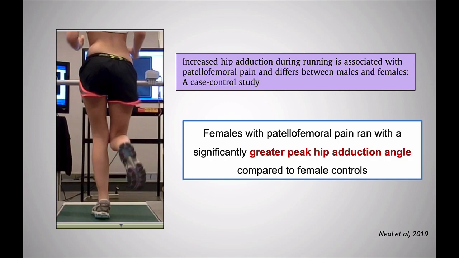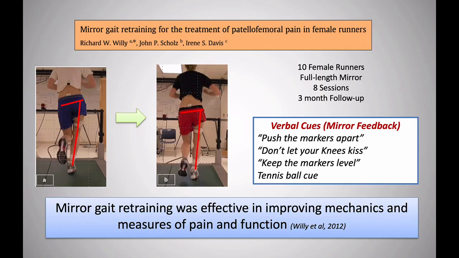And we got a fantastic study here from Rich Willy from 2012, where he did mirror gait retraining. Looked at in front of the mirror. He took 10 female runners, full length mirror, 8 sessions, and these are the cues he used. Push the markers apart, keep the markers level, and sometimes they use things like don't let your knees kiss, push out open. So before retraining is this, and after retraining is that. So you can see how the running retraining has made a big difference in how you open up their knees and reduce hip adduction and prevent that excessive medial collapse mechanics.